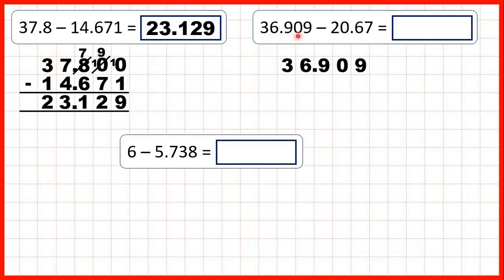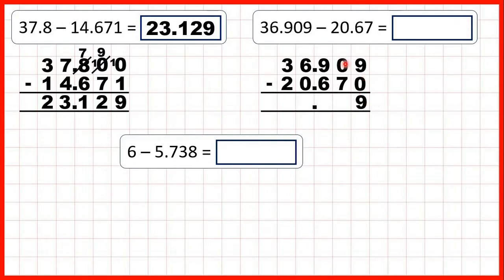Now we have 36.909 minus 20.67. Again, we've got the numbers written out with the decimal points lined up. So now we can write zeros in empty squares and copy the decimal point down into our answer. 9 minus 0 is 9.